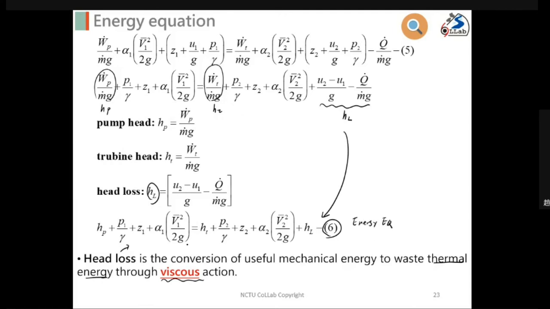So we can also summarize our final equation 6. This is our energy equation for this chapter. Okay, so actually we have the pump head. This is similar to the Bernoulli equation. We have a pressure head, elevation head, and the velocity head. And on the right hand side we have the pump, the turbine head, and the pressure, elevation, velocity, and the head loss.